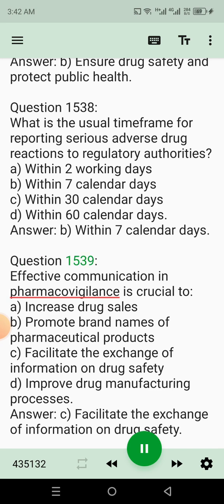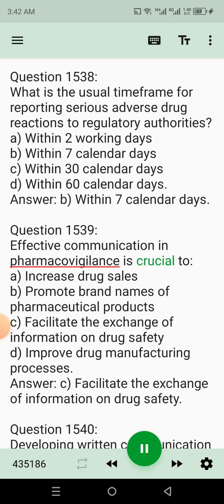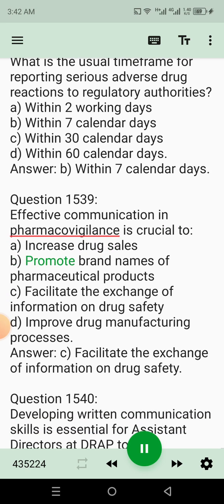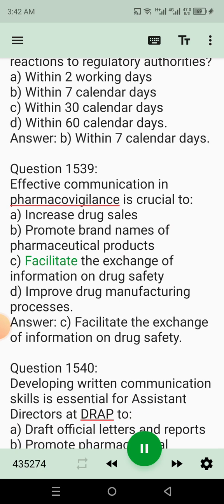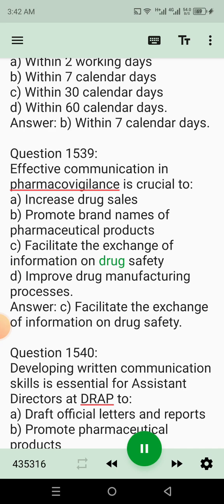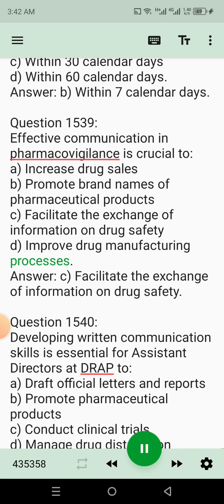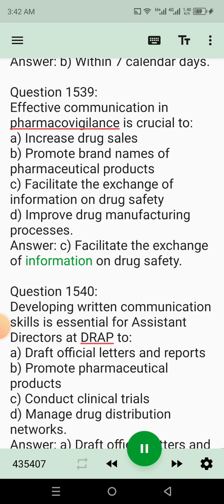Question 1539. Effective communication in pharmacovigilance is crucial to A. Increase drug sales. B. Promote brand names of pharmaceutical products. C. Facilitate the exchange of information on drug safety. D. Improve drug manufacturing processes. Answer. C. Facilitate the exchange of information on drug safety.